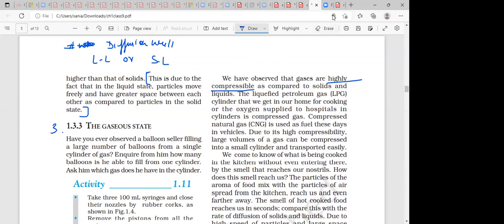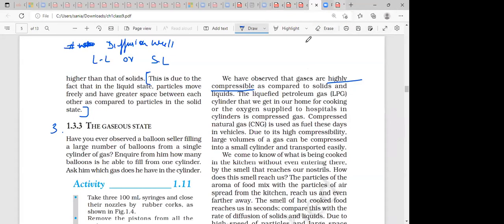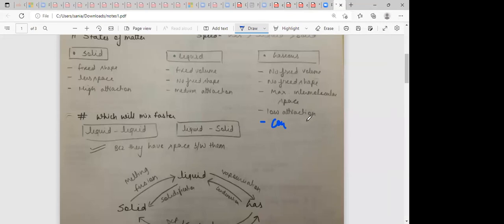I'll just share the notes. You can write it over here. No fixed volume, no fixed shape, maximum intermolecular space, and the last point mentioned there, compressibility. Just write it down. Gaseous state: no fixed volume, no fixed shape, maximum intermolecular space. And the next one will be highly compressible. I'm just writing highly compressible. Just don't write low attraction. That is something else.